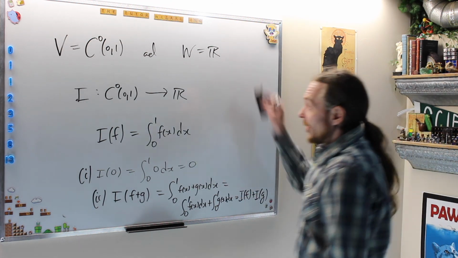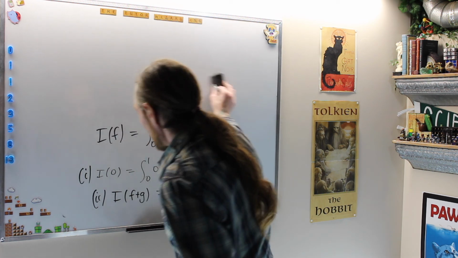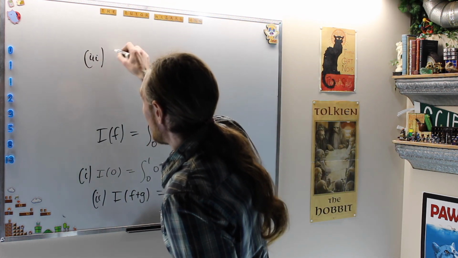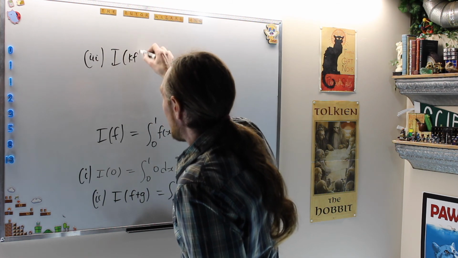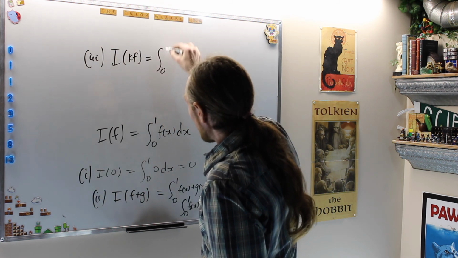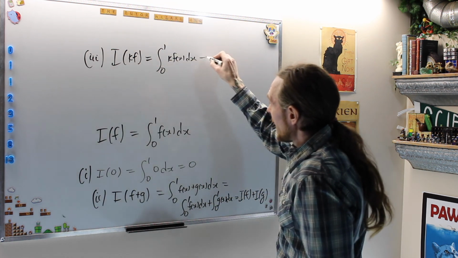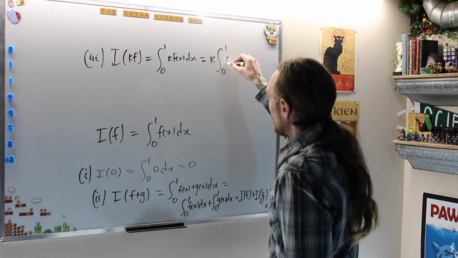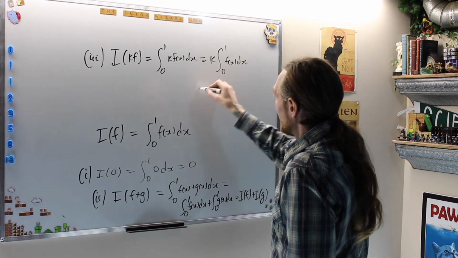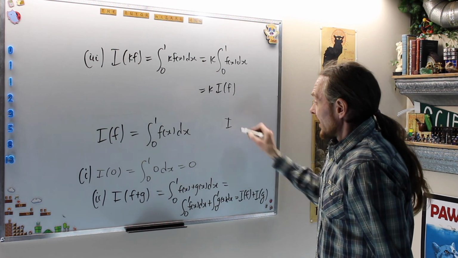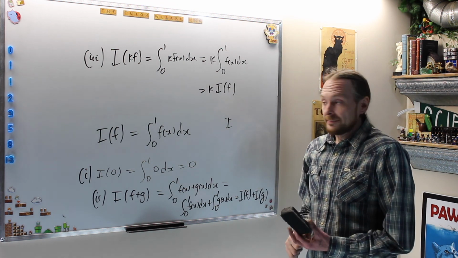And what's the last thing I have to check? That this integral operator transformation spits out scalars. So 3, I need I of k times f to equal the integral from 0 to 1 of k times f of x dx, which we can pull out, which is k times the integral from 0 to 1 of f of x dx, which is k times I of f. So I is a linear transformation.